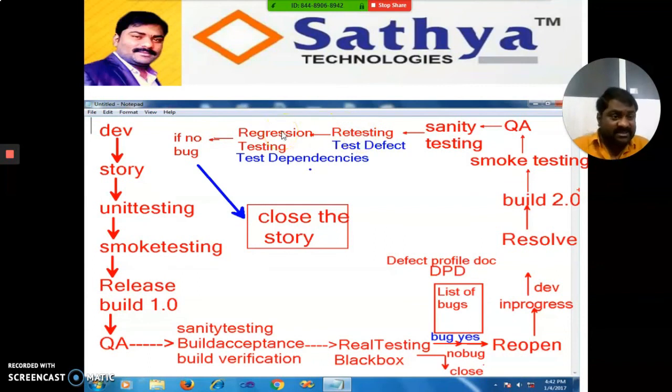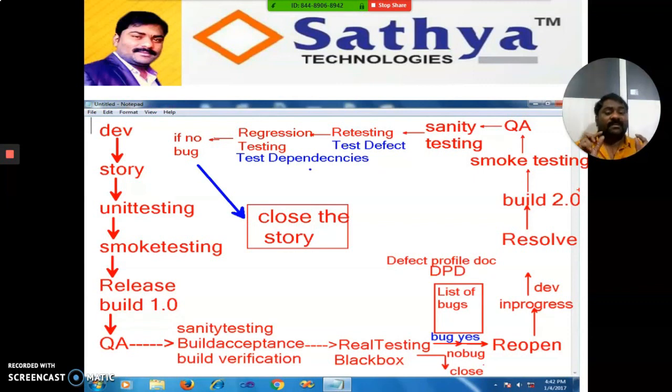Regression testing means testing the dependencies. As I told you, multiple modules exist in a single project. Module 1 and module 2. If multiple modules exist, there is some communication or integration between these modules. For that, the developer will do integration level testing. He will write the integration logic. Now, if you make any modification in one module, he will check whether that modification will affect another module or not. That is regression testing.